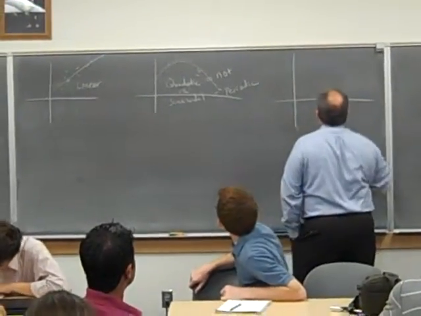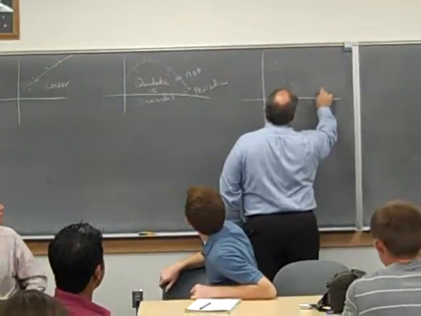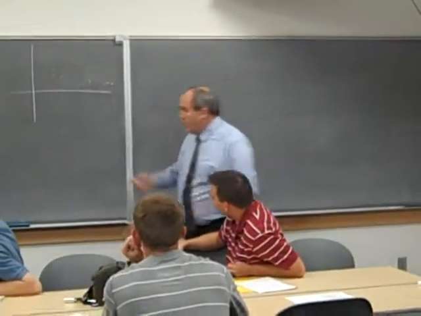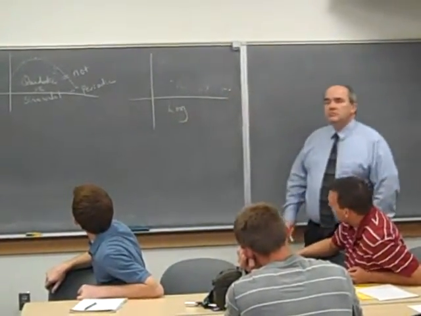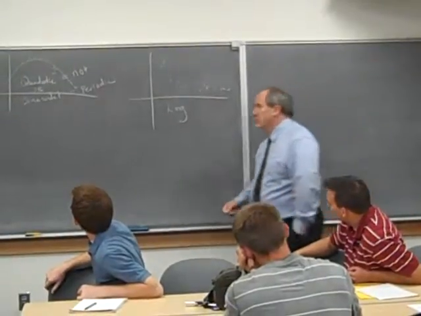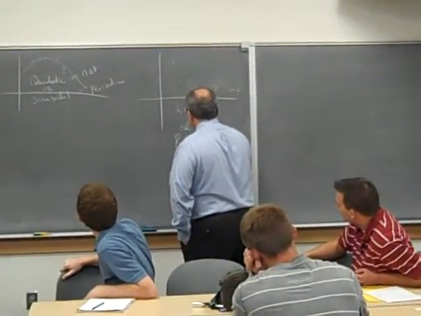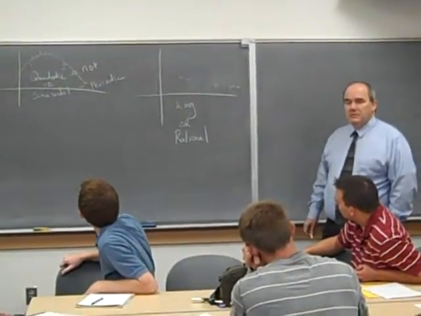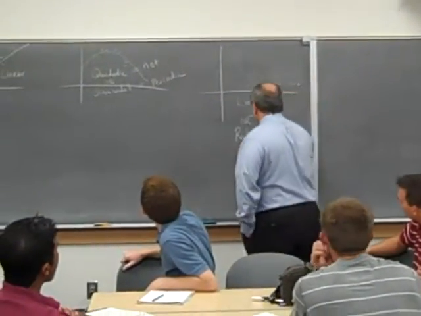All right, so let's suppose we had something that looked like that. Logarithmic. Okay, so log. Irrational. Okay. Or rational. Anything else that can look that way? Exponential.